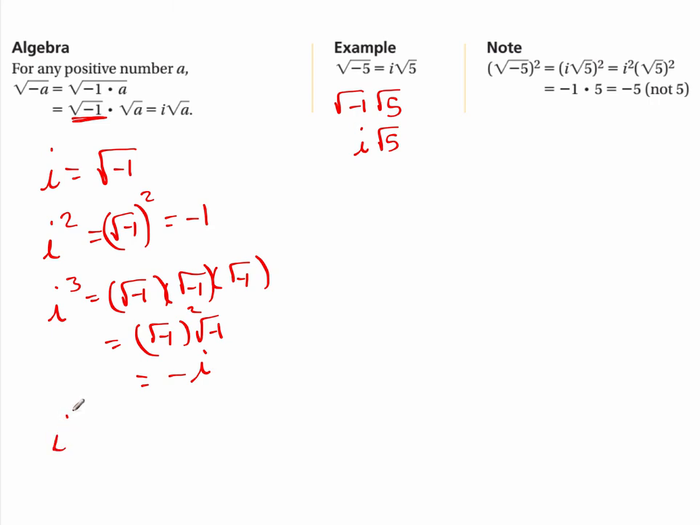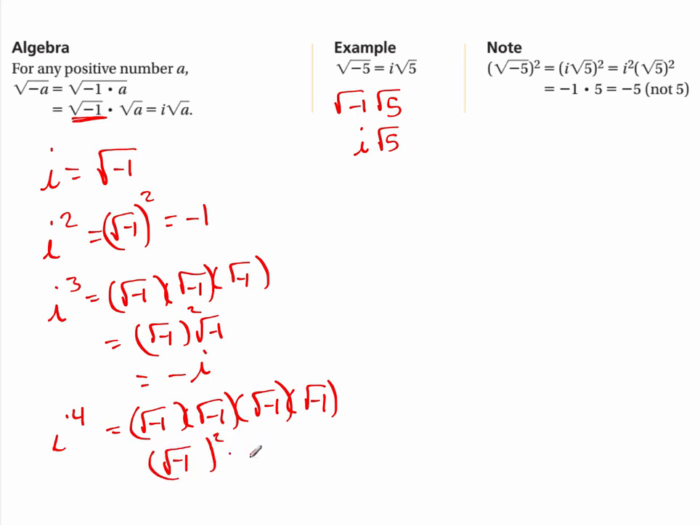Now, what is i to the 4th? Let's see. It's the square root of negative 1 times the square root of negative 1 times the square root of negative 1 times the square root of negative 1. So when I multiply these two together, this is the square root of negative 1 squared times the square root of negative 1 squared. So the square root of negative 1 squared is negative 1. This is negative 1. So this is plus 1. So you see how exciting it is, how you can explain some pretty weird things using these complex numbers.